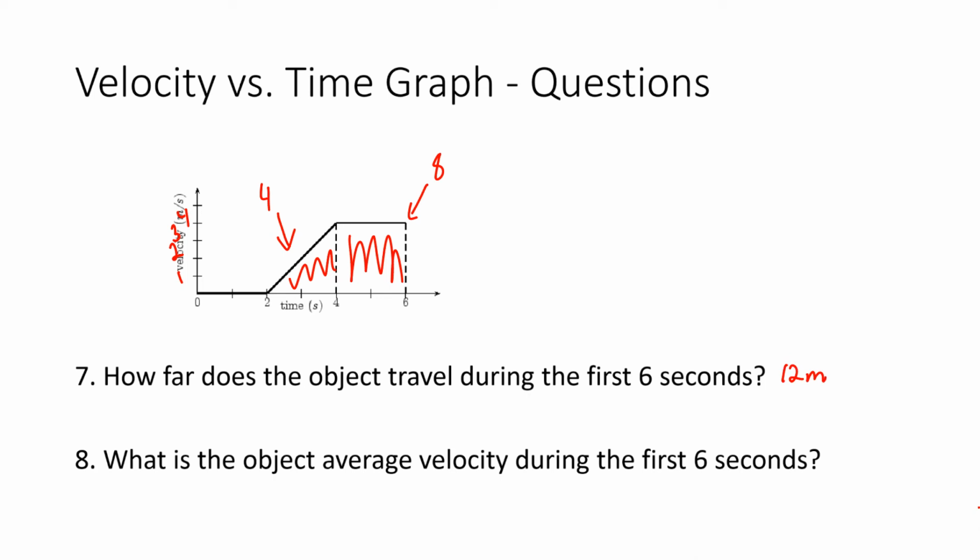And what is the object's average velocity during the first 6 seconds? So to find average velocity, we said V average equals total displacement, which is 12 meters, divided by 6 seconds, our time for the first 6 seconds. Average velocity in that time would be 2 meters per second.